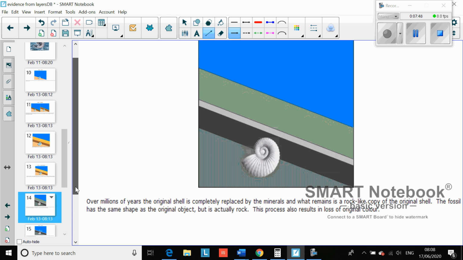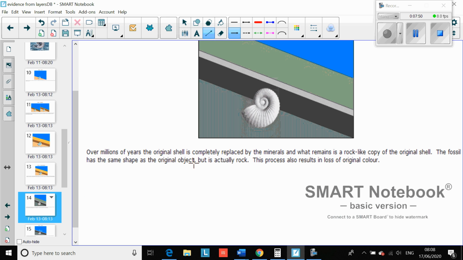So, over millions of years, the original shell is completely replaced by minerals, and what remains is a rock-like copy of the original shell. The fossil has the same shape as the original object, but is actually rock. This process also results in loss of its original colour.